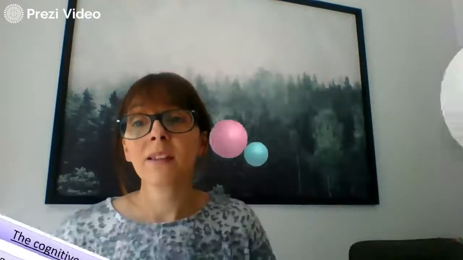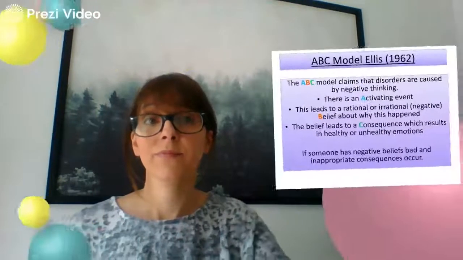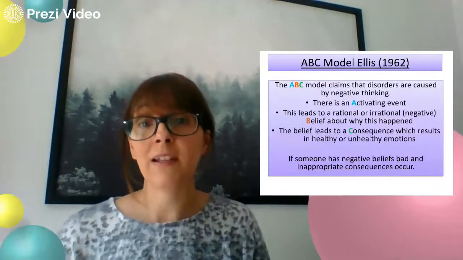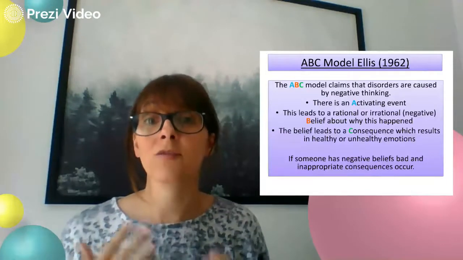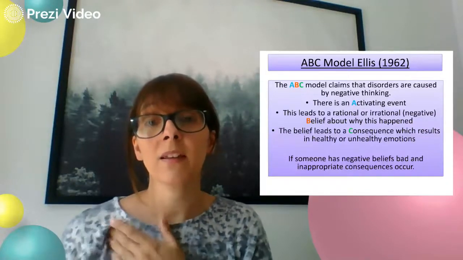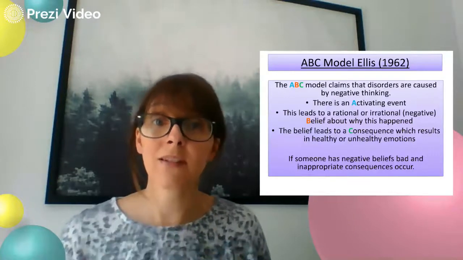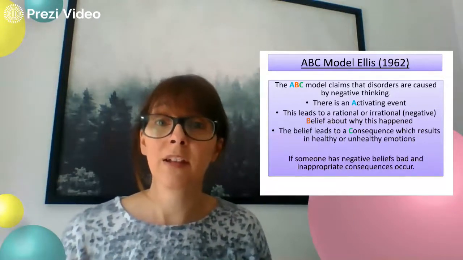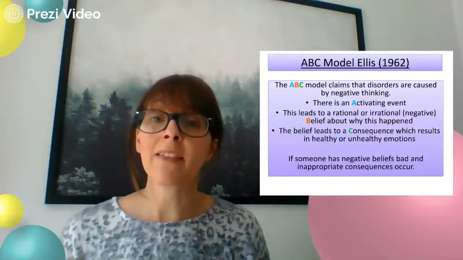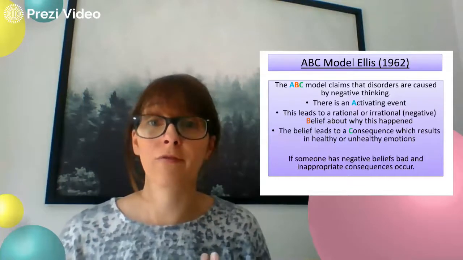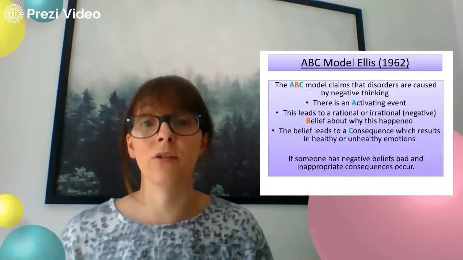So within this explanation, we have two theoretical models. We have the ABC model and the negative triad. We'll start with the ABC model. So the ABC model was developed by an individual called Ellis, and it suggests that there's three parts that can trigger someone with depression. So we have an activating event, then we have a belief, and this is often negative and irrational with someone who's suffering from depression, and then this leads to a consequence, and if someone's suffering from depression, this consequence will be an unhealthy consequence.